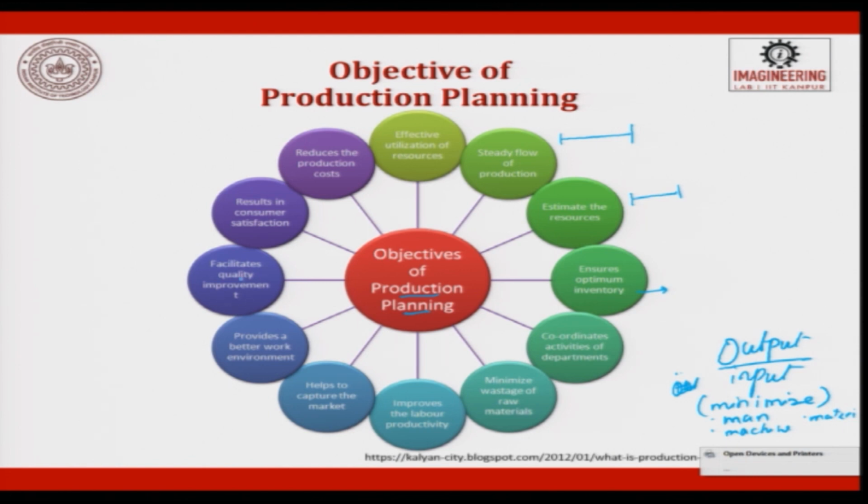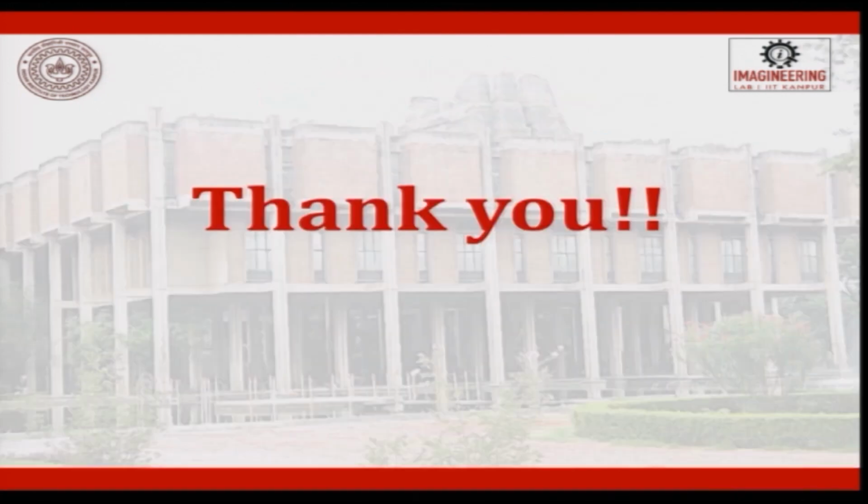Facilitates quality improvement. So, there has to be tools when we plan, fixtures when we plan, you also plan for gauges. That is one. So, that is what is quality improvement we are talking about, and rather than offline quality measurement, you try to make it online quality measurement. Then results in customer satisfaction, reduces the production cost. All these things are objectives of the production planning. So, you see how interesting it is. It is not only to produce, but produce with a minimum cost and get maximum satisfaction from the customer. Thank you very much.